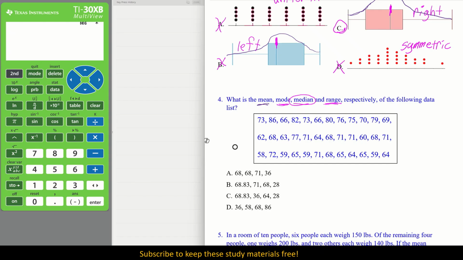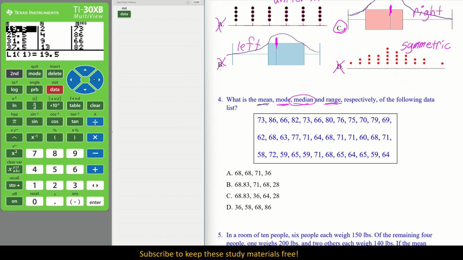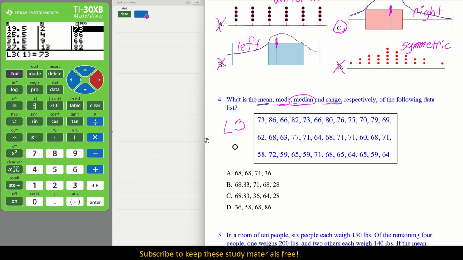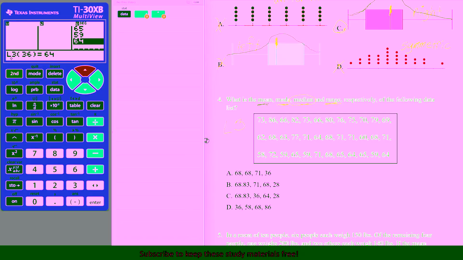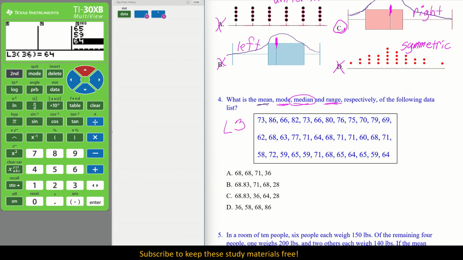Okay, now go ahead and put it in. Let me show you what I've done. Okay, push data. I have populated mine into L3. Okay, to show you how I did it. Now, if I go up, it's going to bounce me to the end. And I go up again. Notice L3 has 36 items in it, and it's saying that the last item is 64. And that's how I kept up with them as I was putting them in to make sure that I didn't enter more than 36. So you see now that your calculator will do this for you.